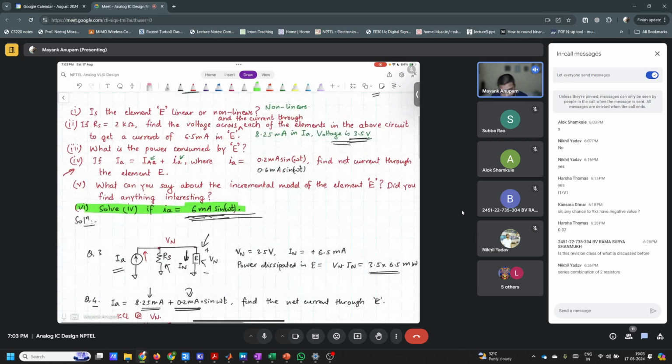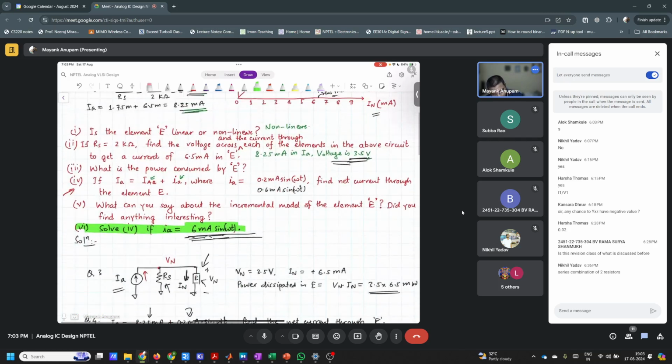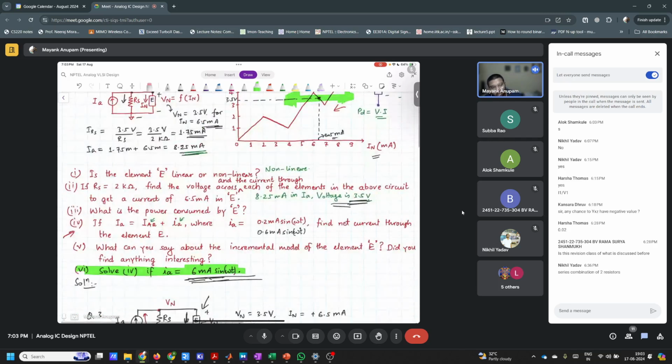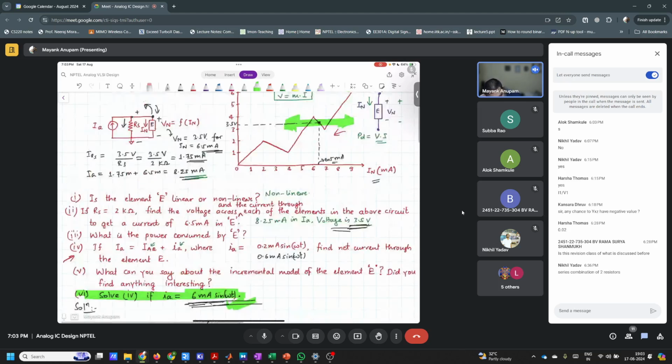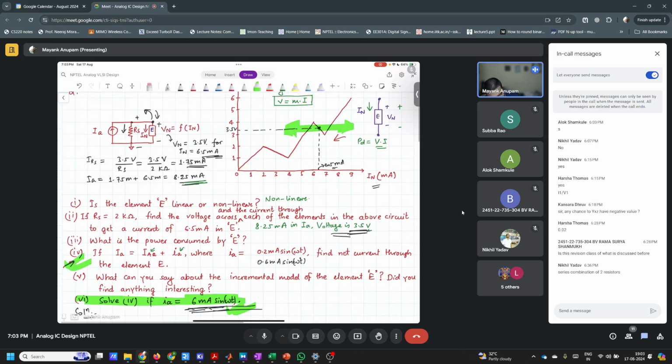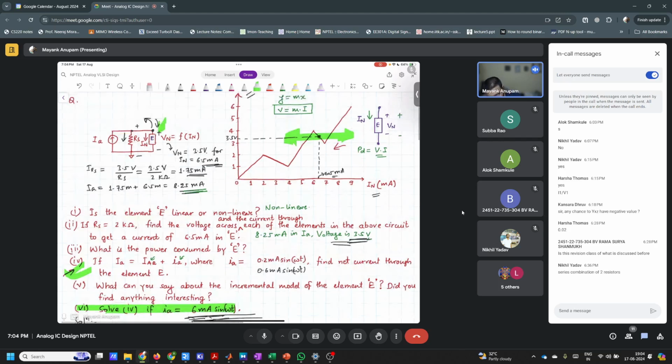What I wanted you to do is that you assume that the incremental analysis still holds, okay, and you solve for the net current through the element E. Okay, that is what is 4, right? Solve 4 if I is equal to 0. So assume that the incremental analysis still holds, and using this small signal value of current, find out how much is the incremental total current that is flowing through this terminal E.